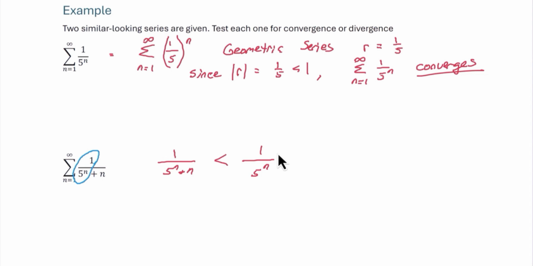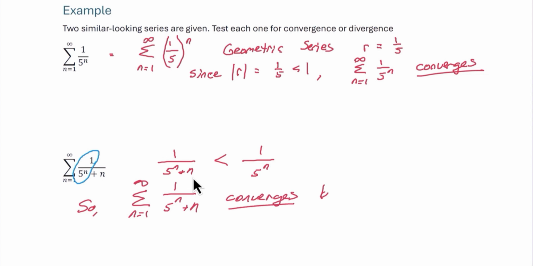And more importantly, we know something about this bigger fraction. We know that this sequence or series converges because it's geometric, as we saw up here. So if we have a bigger geometric series that is convergent, then the smaller series must also converge. So we can say that the sum from n equals 1 to infinity of 1 divided by 5 to the n plus n converges by the direct comparison test.